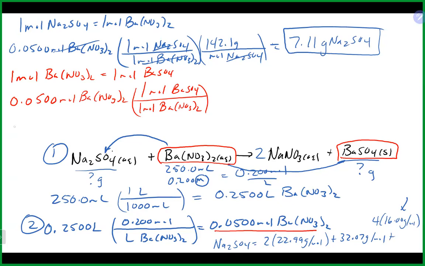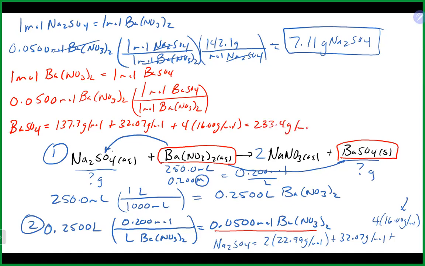sulfate. So barium sulfate in this case, barium is about 137.3. Sulfur is 32.07. And we have 4 oxygens there. And that's going to get us 137.3 plus 32.07 plus 4 times 16. About 233.4. So we'll use that as our last conversion to go from moles to grams.